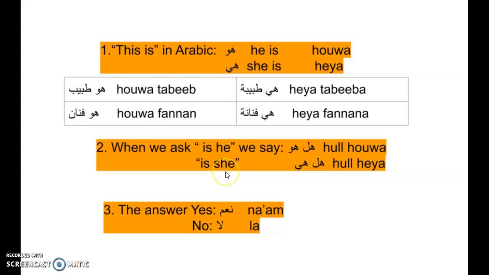But also listen, when I am using the job keyword, I am also keeping it masculine or feminine depending on the subject that I have. هل هو طبيب? Is he a doctor? He is masculine. طبيب is masculine. هل هي طبيبة? Is she a doctor? هي is feminine and طبيبة is feminine too. All right. And step number three, the answer would be نعم for yes or لا for no. نعم, لا.